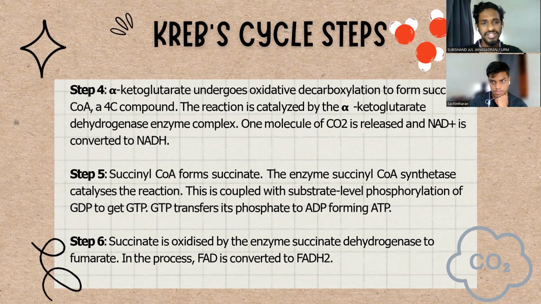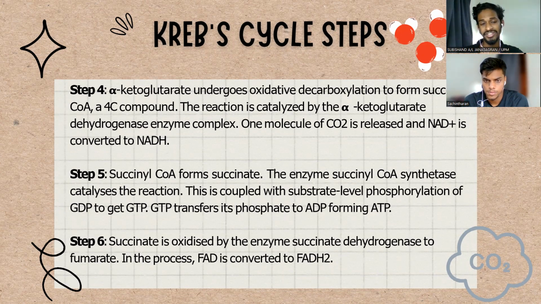So for step 5, the succinyl-CoA forms succinate. So the enzyme succinyl-CoA synthetase catalyzes the reaction. This is coupled with the substrate level phosphorylation of GDP to get GTP. So the GTP transfers its phosphate to ADP, which forms ATP.